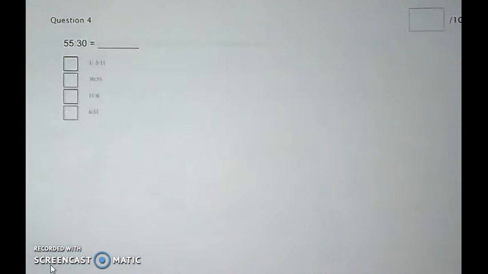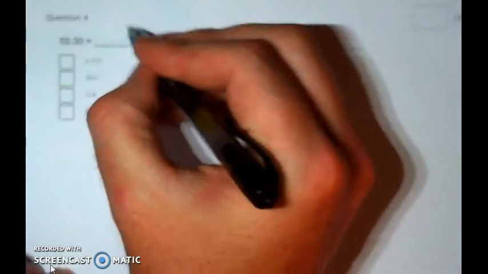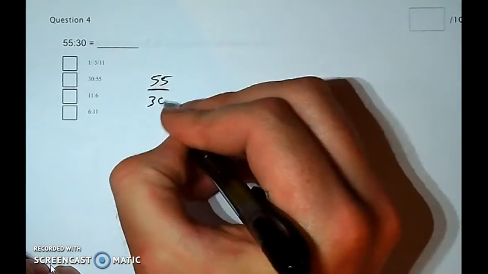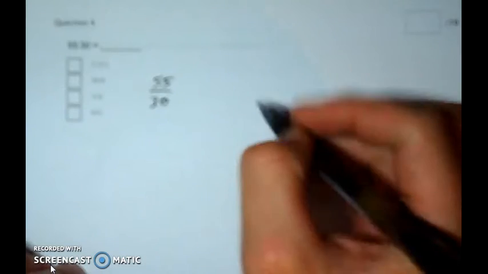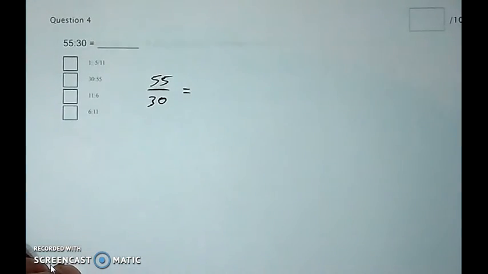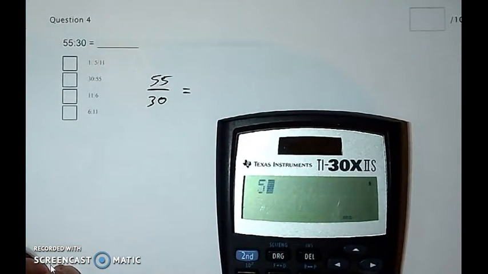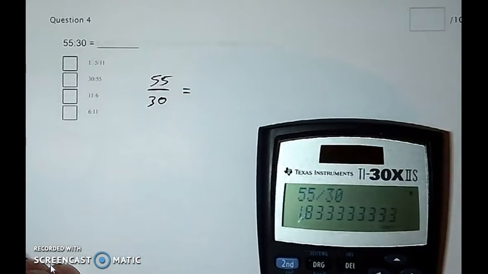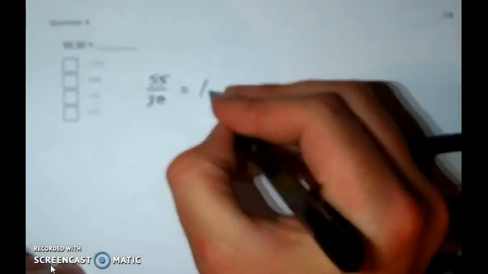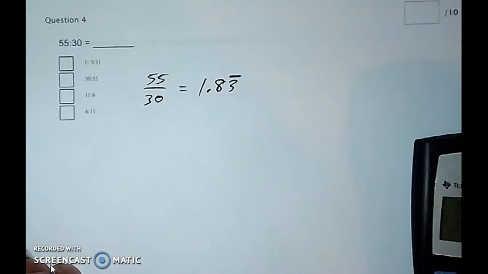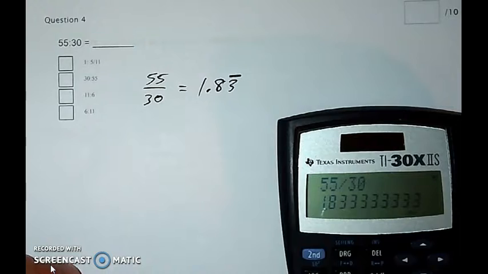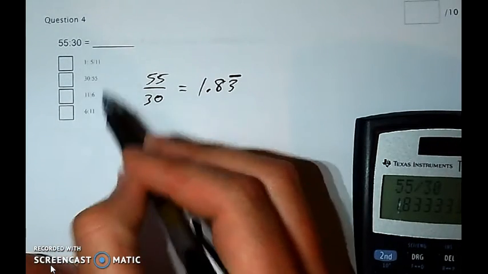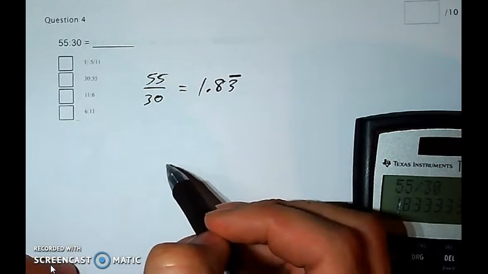Question 4, 55 to 30 is equal to some other ratio. Again, you can put this in fraction form, as you know that you can do with ratios, and you could simply divide this to figure out what decimal that is. 55 divided by 30 is 1.83 repeating, meaning the 3's go on forever. So we need to figure out which of these other ratios, other fractions, would give us the same exact decimal.